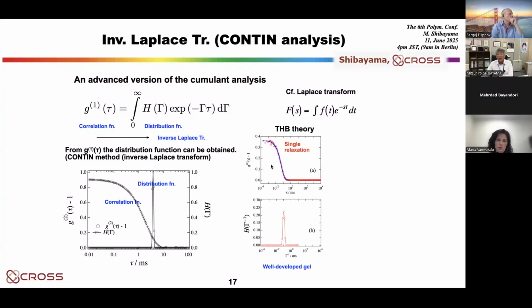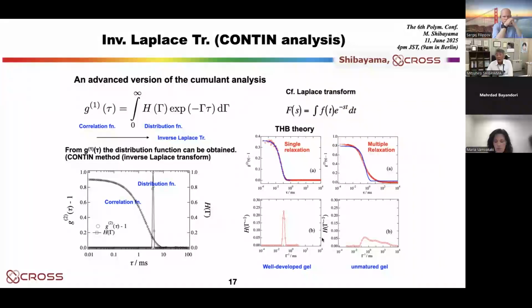Okay, so what is happening in the polymer gel? This is the Tanaka-Hocker-Benedek theory, and this is a single exponential, and what we expect is a very fine curve or distribution. This is the case with a developed gel, and this is the prediction by Tanaka. However, what is happening if we have a very immature gel? This is just above the sol-gel transition. In this particular case, the gel dynamics is far from this kind of single exponential. What is happening is a very broad distribution in an immature gel.